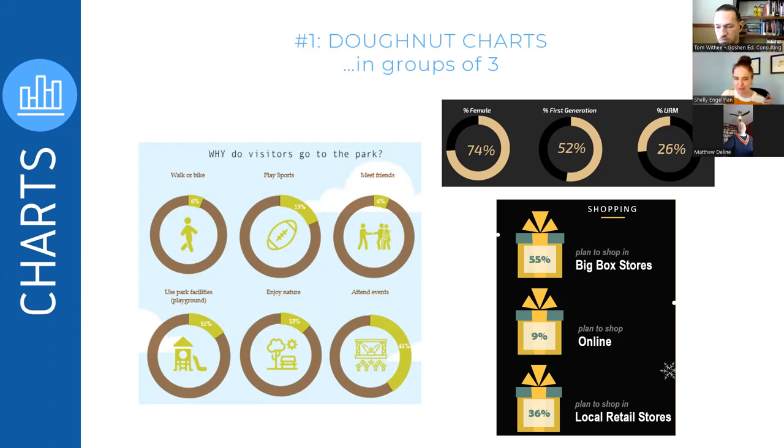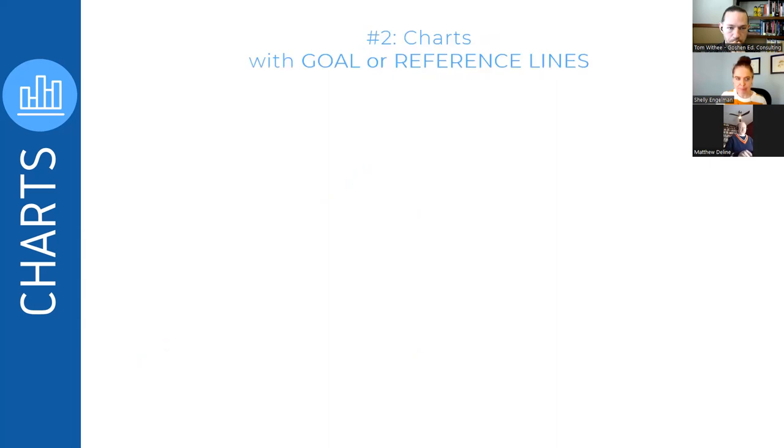And don't forget about the valuable real estate within your donut chart, in that donut hole. Personally, I like to put a number or an icon in the middle of the donut chart to draw attention. And later on today, Tom will show you how you can use the text box feature in Excel to create a dynamic number within your donut charts. So we'll practice doing that.